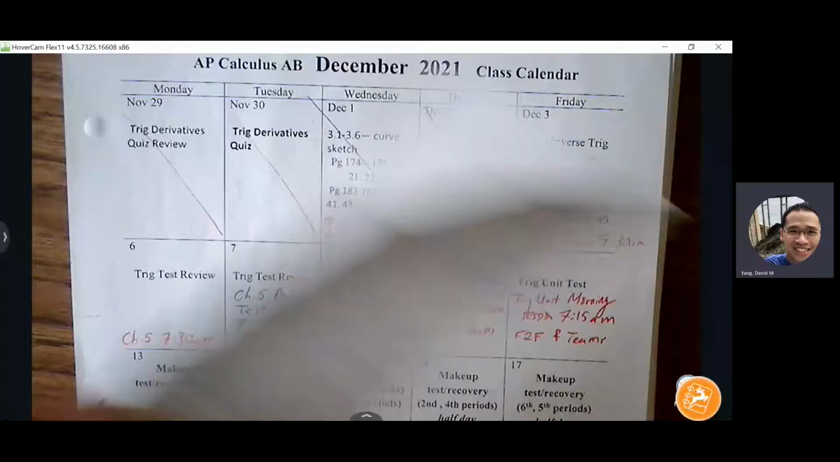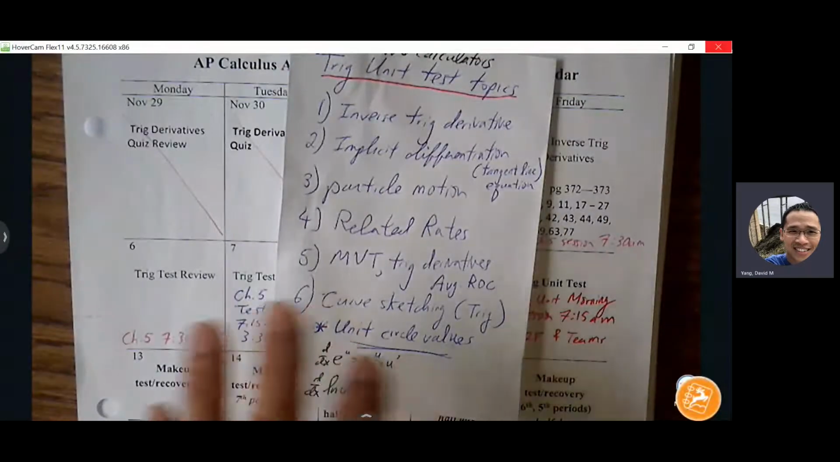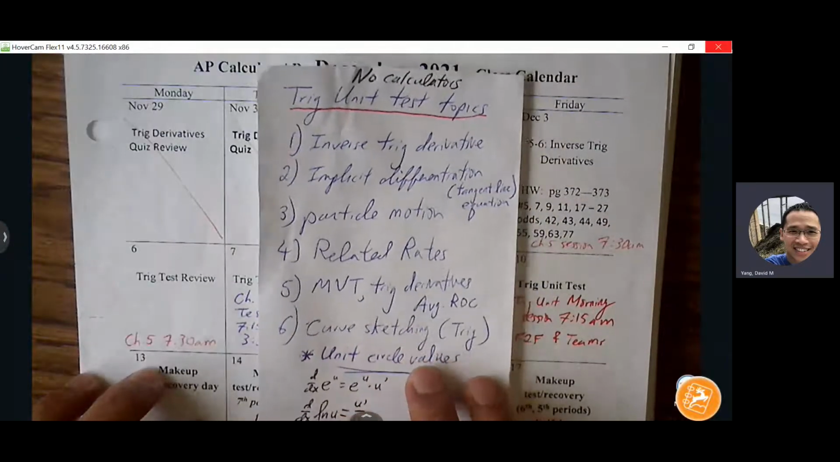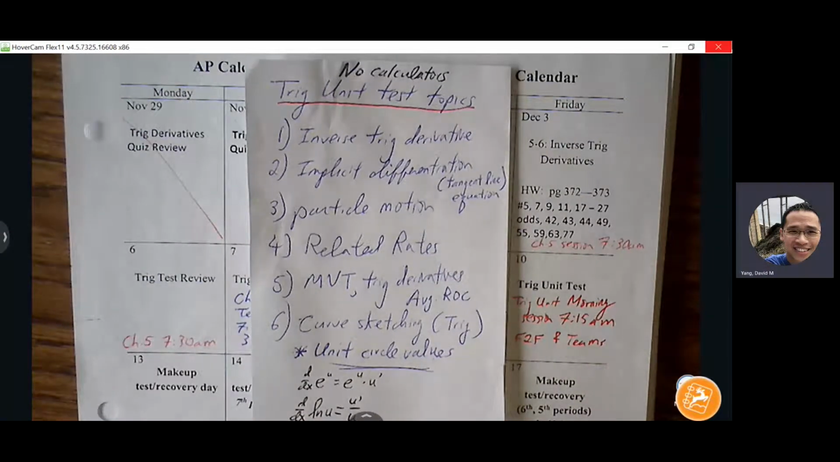Review, make sure that we know the topics to be expecting. So I do want to spend the first 5 to 10 minutes just going over the trig derivative rules. Okay, so we'll do a practice problem with that.